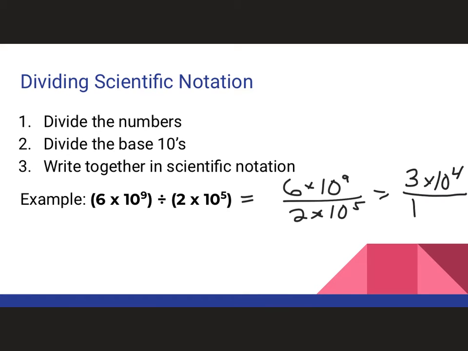Or if you use the method of saying where are there more 10s at, that would definitely be on the top, and how many extra are there on the top? There's 4 extra on the top. So your final answer would actually just be 3 times 10 to the 4th power. Okay, I think that's pretty self-explanatory. If you're good at using the quotient rule, then you should be just fine.